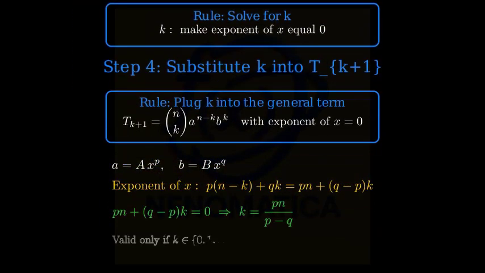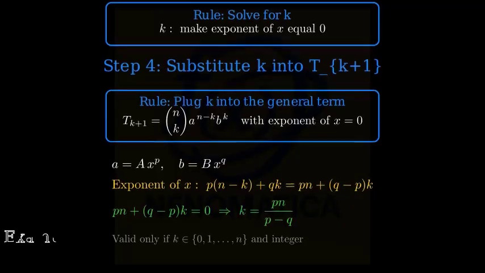Before examples, here is a powerful shortcut. If a equals a times x to the p and b equals b times x to the q, then the exponent of x in t sub k plus 1 is p times (n minus k) plus q times k, which simplifies to pn plus (q minus p) times k. Setting this equal to 0 gives k equals pn over p minus q, provided k is an integer between 0 and n.